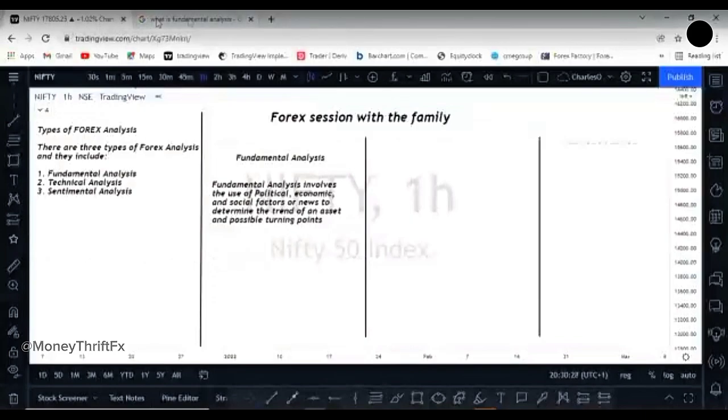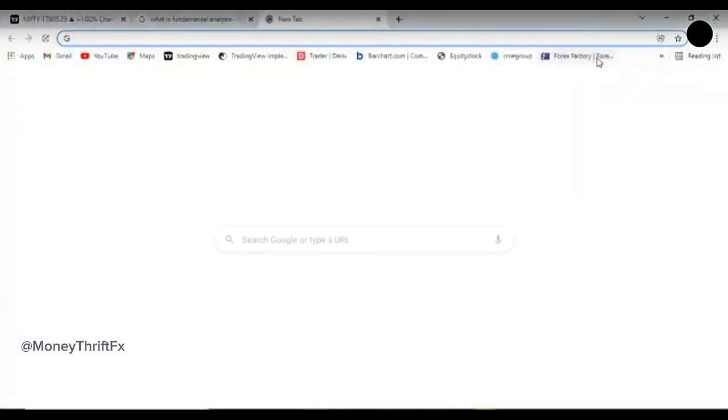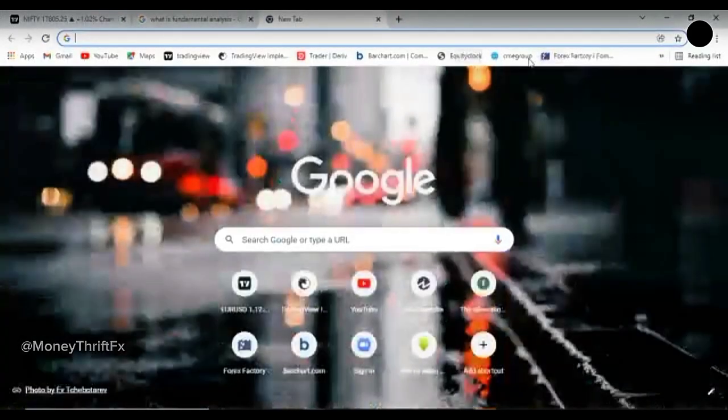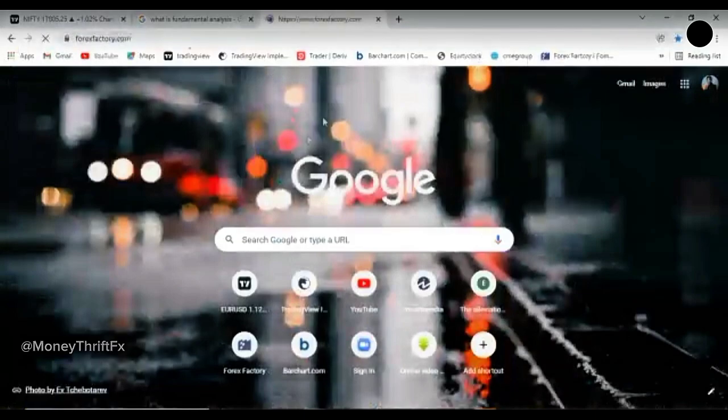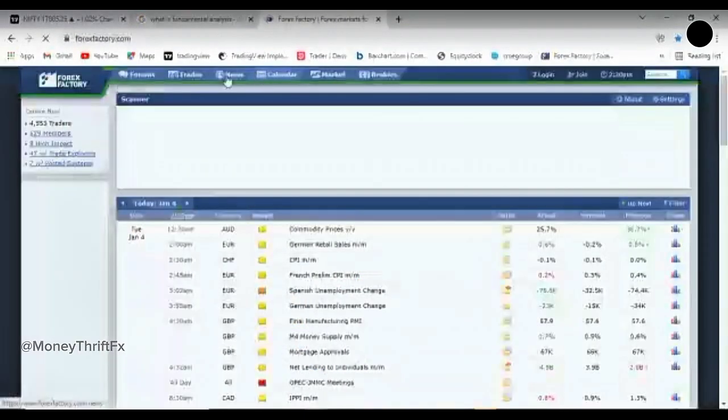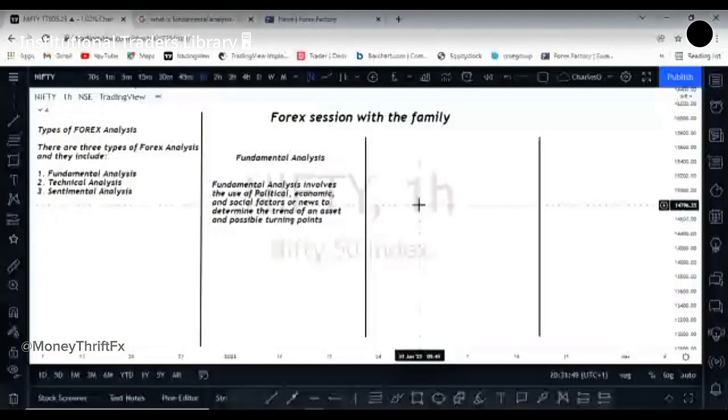And then where can you find all this kind of news? You can find them in places like forexfactory.com. You just go there and you want to listen to news and check out news. You come up here, you can see this news calendar, right? So you just come here and they look at news, right? You just look at news to be able to determine turning points in the market. So you just use political news, economic and social news to determine the trend of an asset.